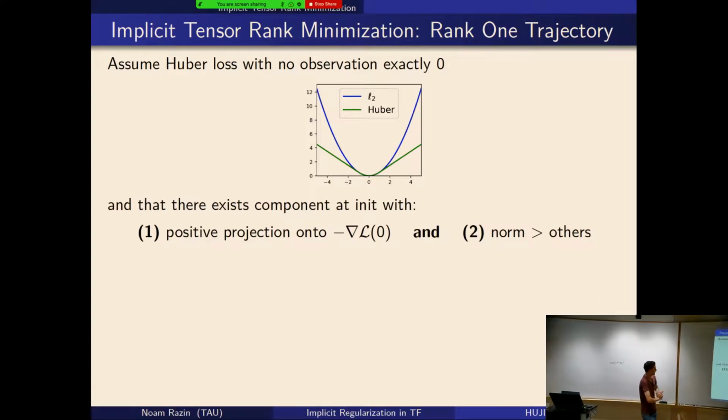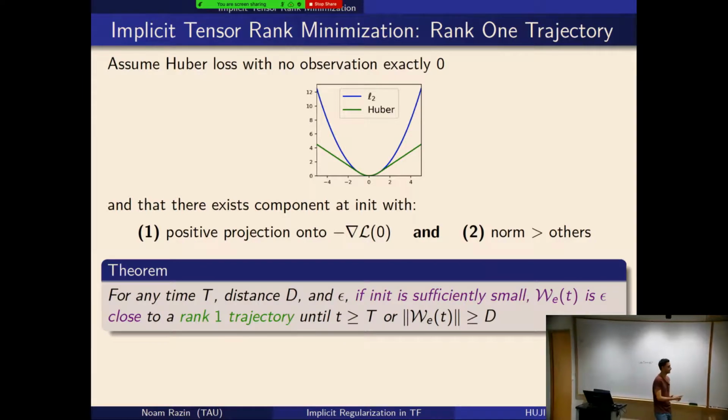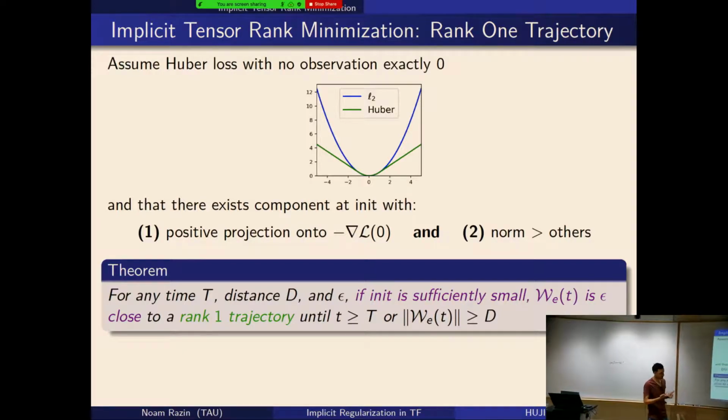We will also assume that there is a leading component at initialization in the sense that it has a positive projection onto the gradient, or minus the gradient at the origin, and its norm is greater than others. What you can have in mind, what this assumption means, is that we have a component which is in a place that is better suited to rise up first. Okay, this will be the component that will first rise, while the rest will stay near 0. And under these assumptions, what we can show is that if initialization is sufficiently small, then our tensor will be approximately rank 1 for longer and longer, for an arbitrary amount of time or distance.